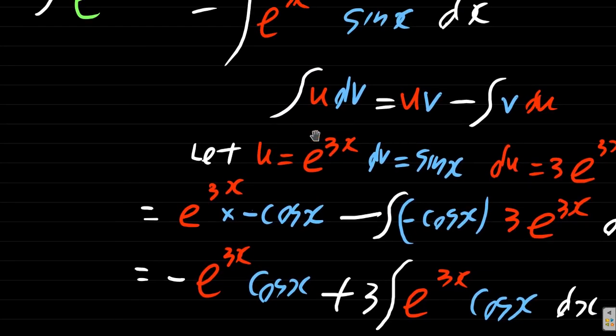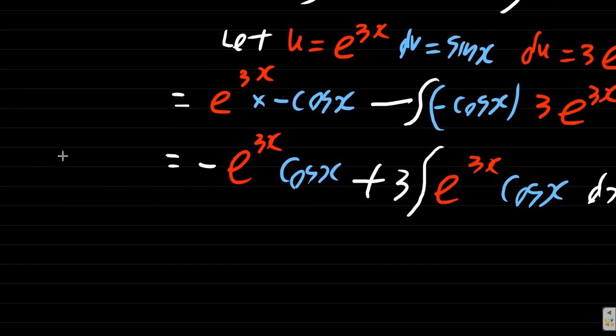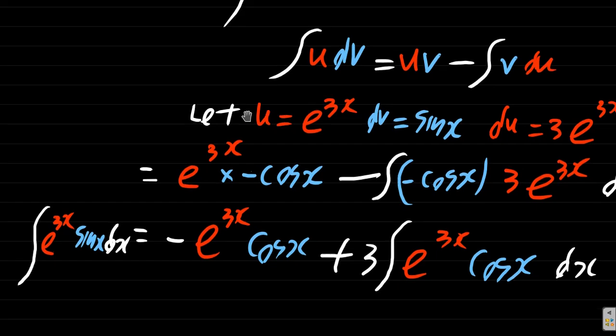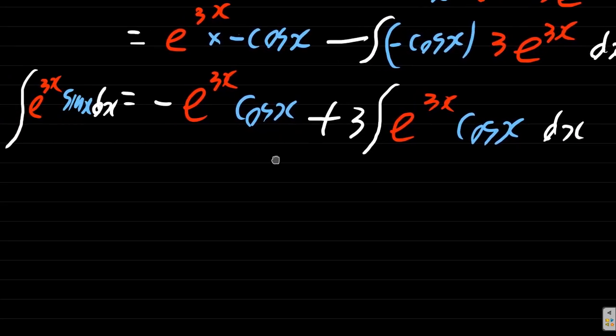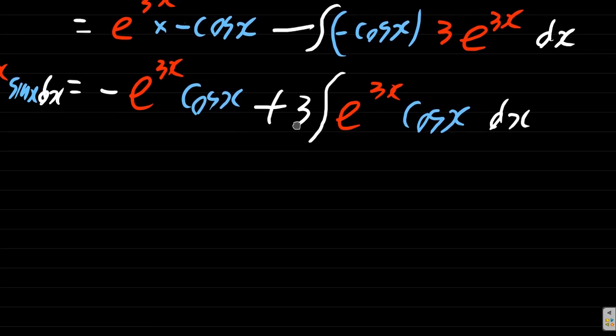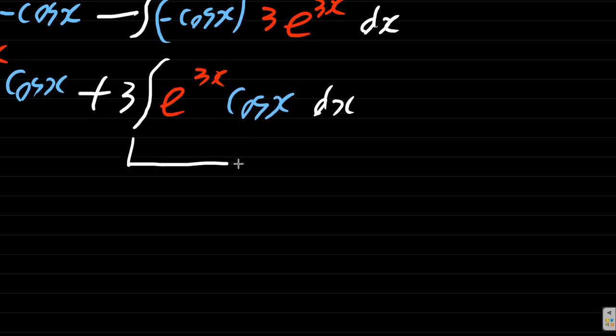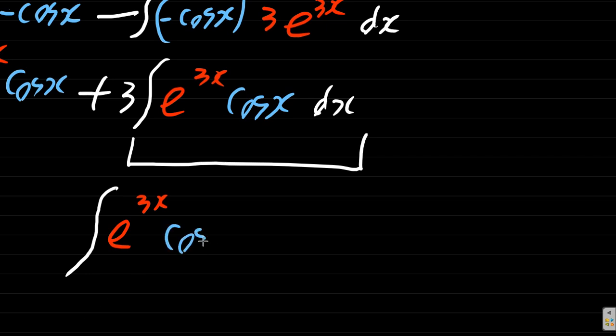So therefore, the integral of e to the 3x sine x dx is this, coming from this. Now, we need to look at this part and see how we're going to deal with it. We need to find this integral: the integral of e to the 3x cos x dx. We're going to have to use integration by parts again.